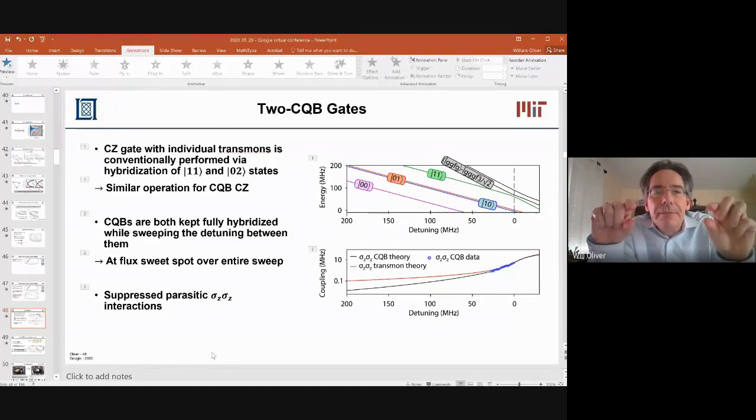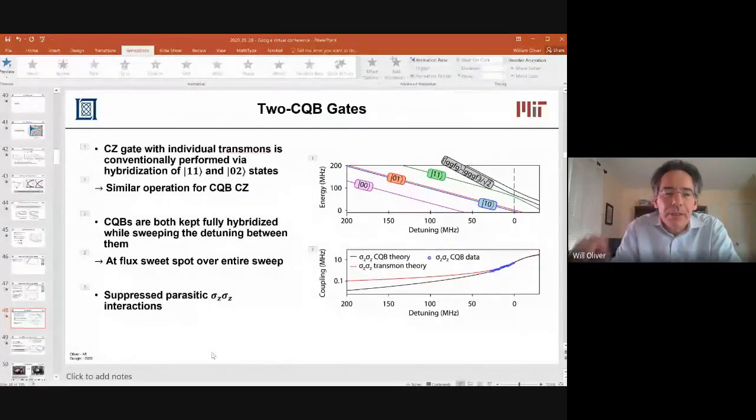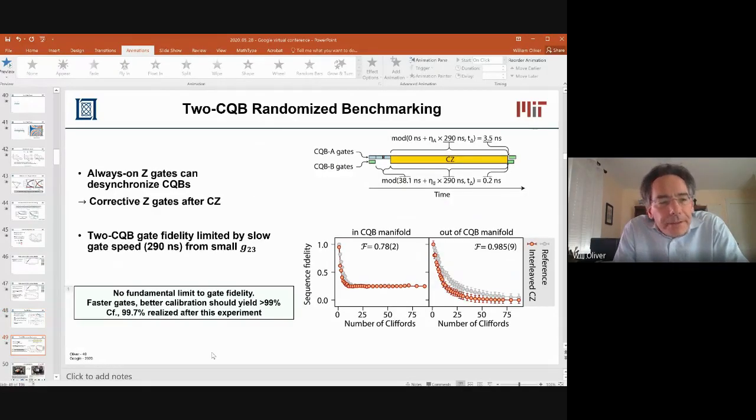Now, one interesting feature and difference of this is that these composite qubits A and B can be tuned while staying at their avoided crossing. You don't actually have to leave the avoided crossing to do this tuning. There's a suppressed parasitic sigma Z interaction, which also is afforded by this approach. Despite that, there's some complications, and so we had to make some corrective Z gates. And the total amount of time for this particular gate was quite long, almost 300 nanoseconds, and that limited its fidelity in part.